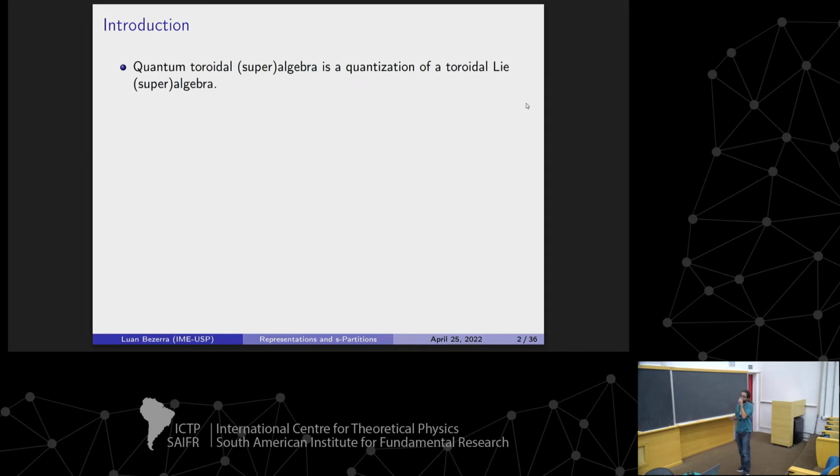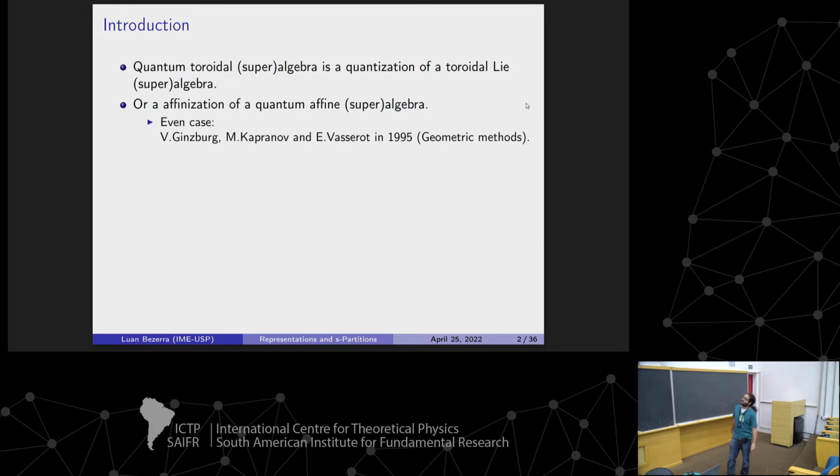Just to give a small introduction, you can think that the quantum toroidal algebra is a quantization of a toroidal algebra, or you can think that this is an affinization of an affine algebra or superalgebra. The first time that this structure appears in the literature is in a paper from Ginzburg, Kapranov, and Vasserot in 1995. But the super case remained mostly untouched until our paper in 2019.